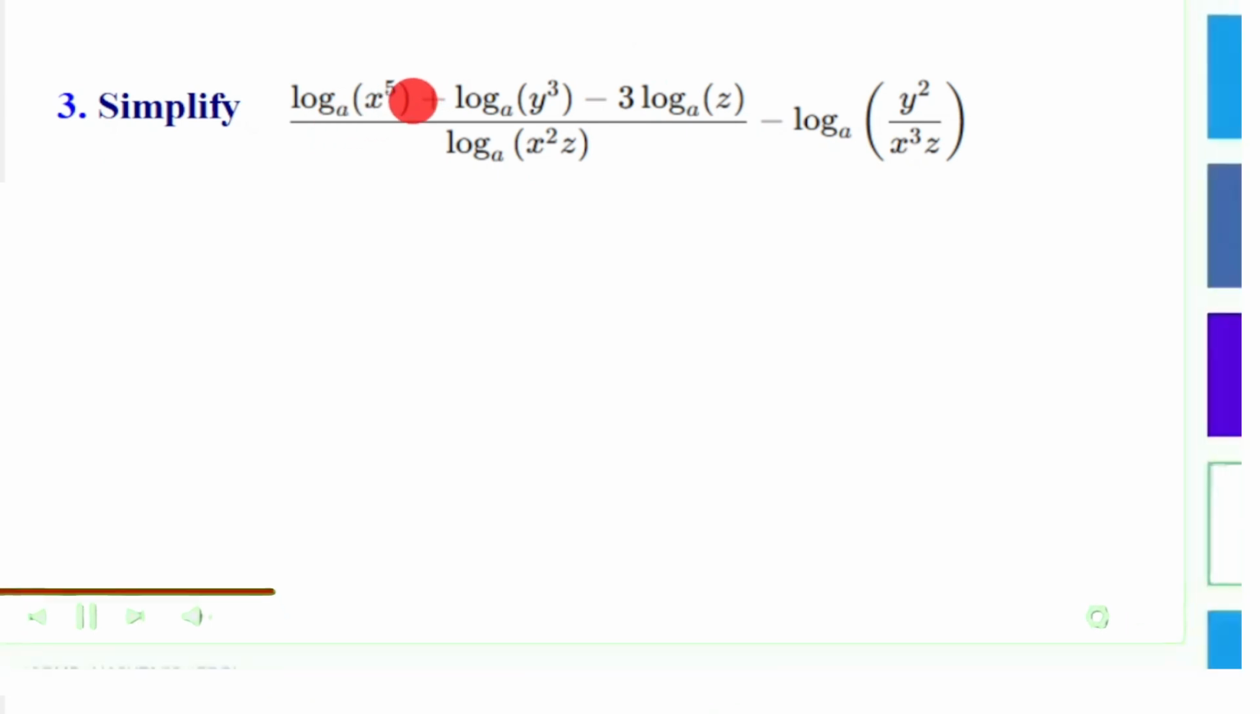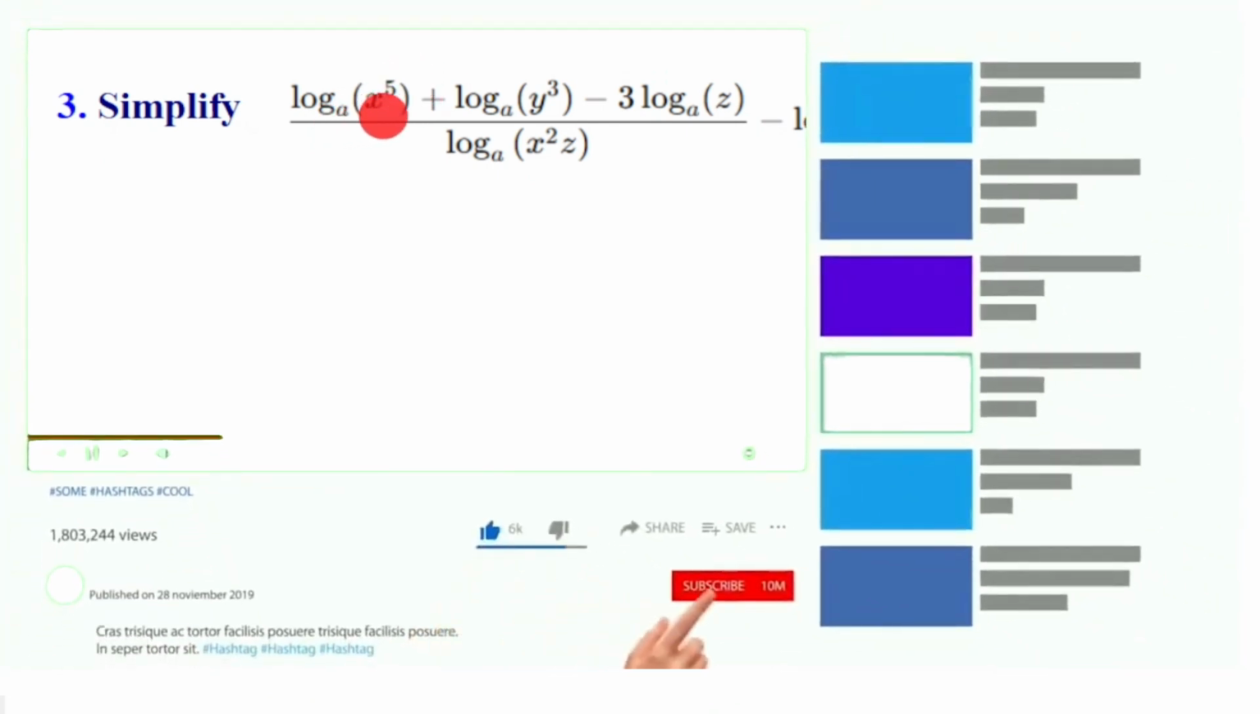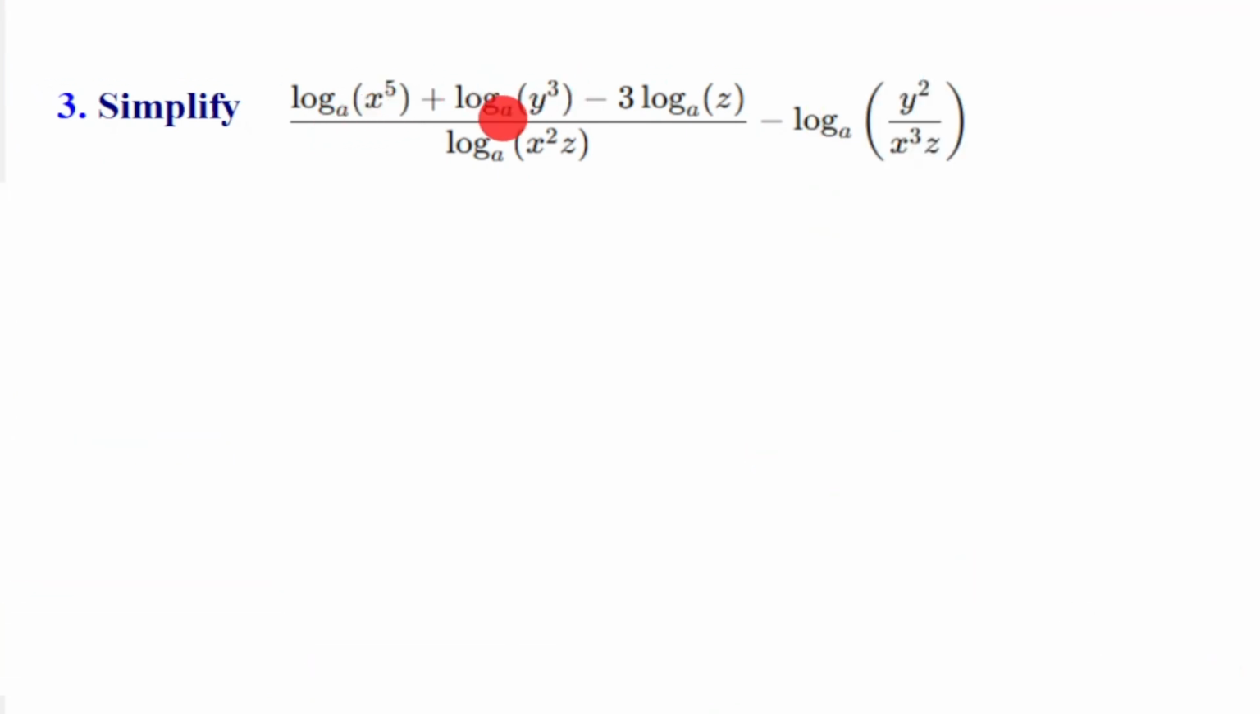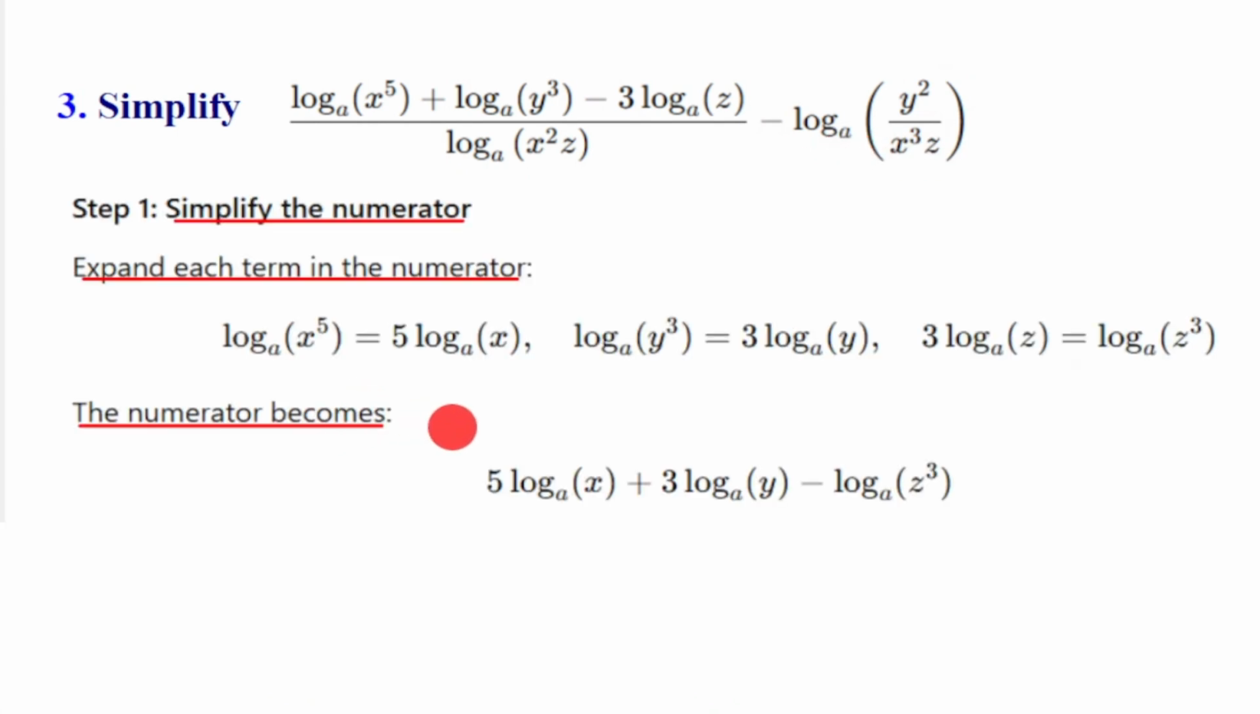3. Simplify logarithm of x to the power of 5 to the base a plus logarithm of y cubed to the base a minus 3 times logarithm of z to the base a over logarithm of x square z to the base a minus logarithm of y square over x cube z to the base a. By applying power rule, the numerator becomes 5 times logarithm of x to the base a plus 3 times logarithm of y to the base a minus logarithm of z to the power of 3 to the base a.